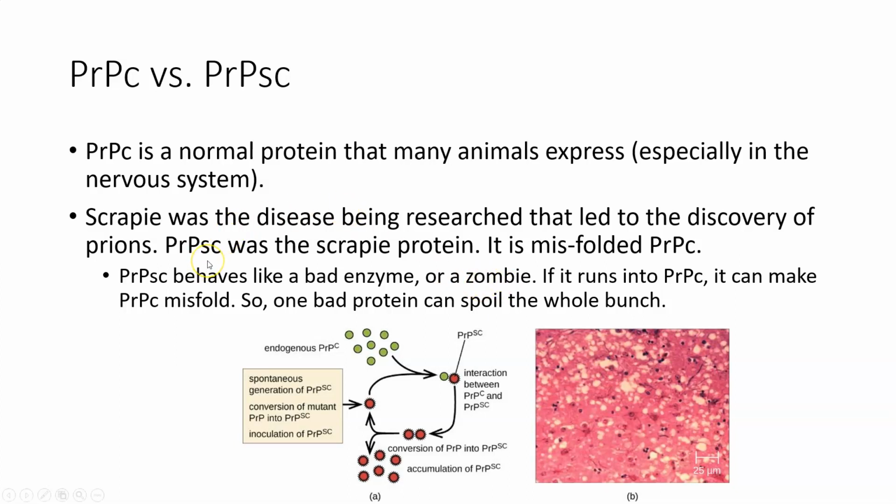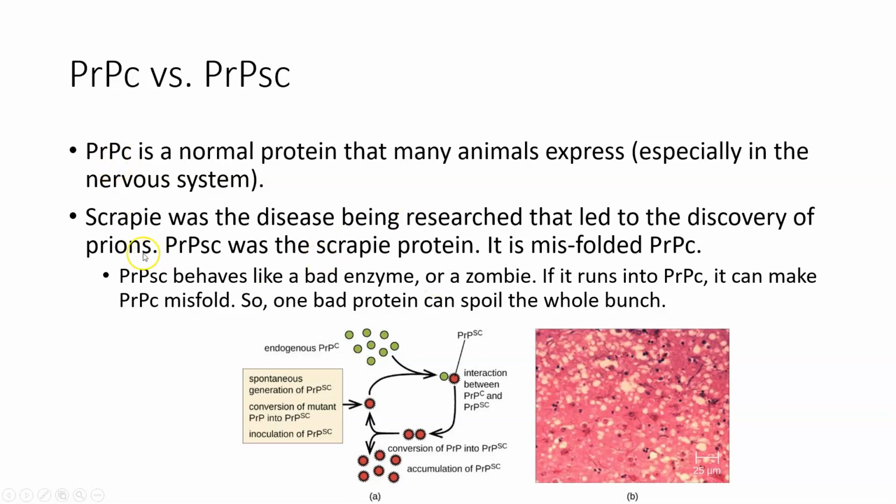Well, that's how PrPSc works. It had been a normal, happy, everyday protein, and then it got misfolded and it became a zombie. What it does is it goes and looks for normal protein to bite, and then it bites it and converts it to zombie protein. So PrPSc is just running around zombifying what had been a normal protein and turning it into a bad protein.